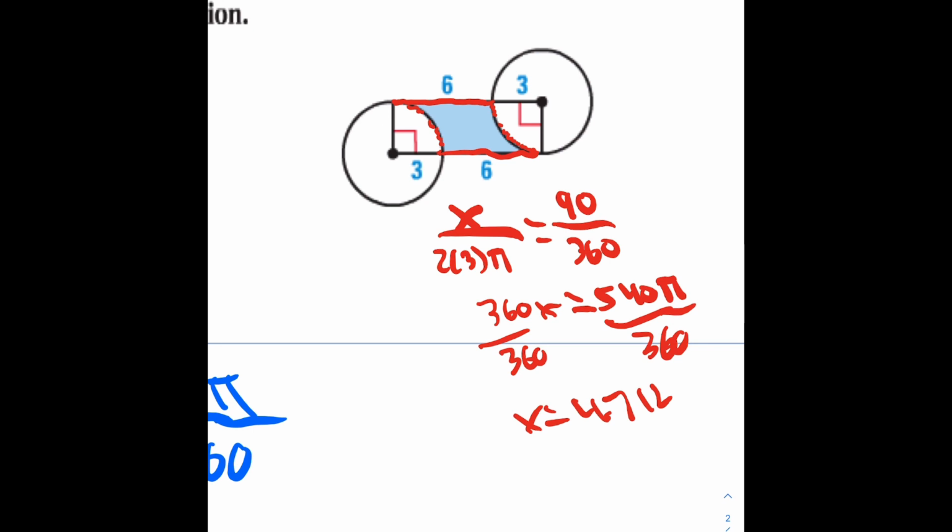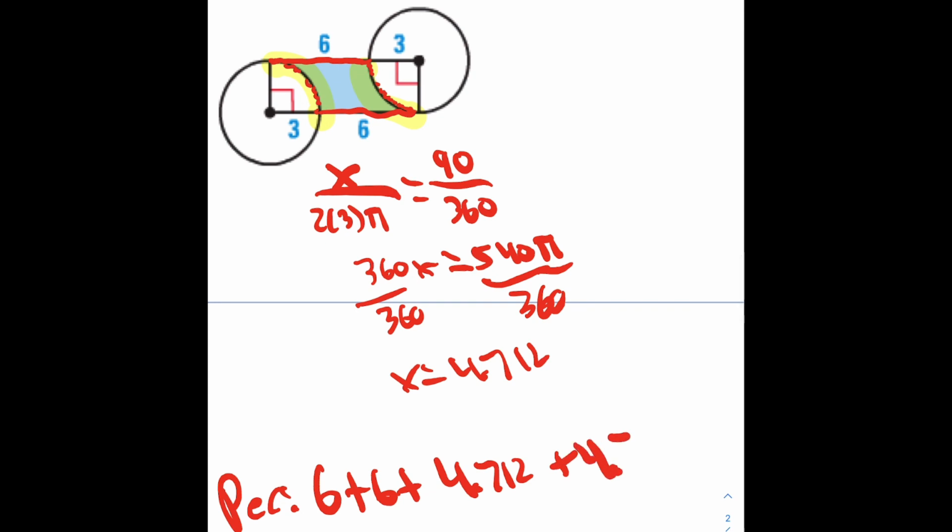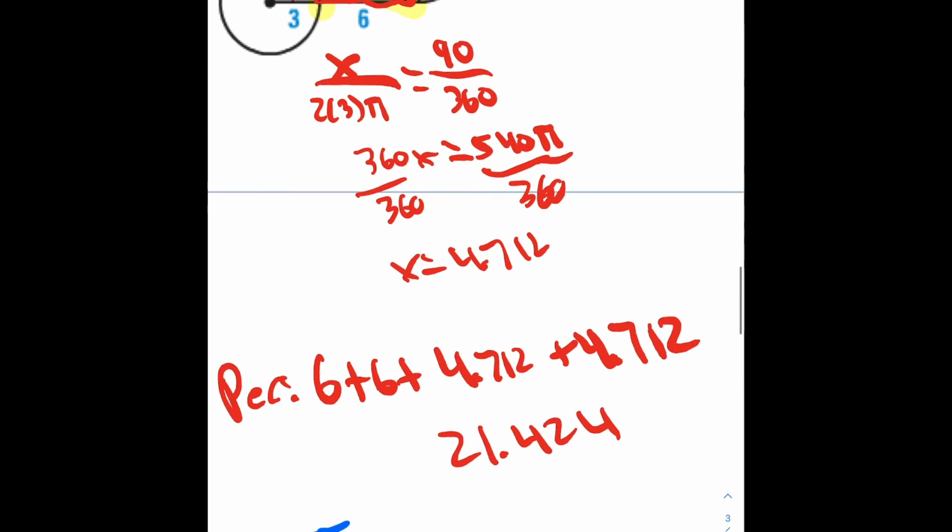That's one of the arc lengths, and we have two of them. So again, our perimeter is 6 plus 6 plus 4.712 plus 4.712. And that gives us 21.424 units.